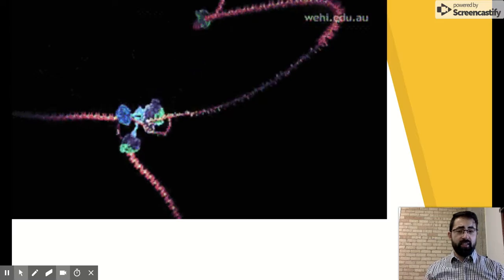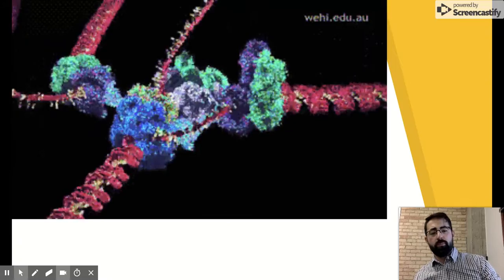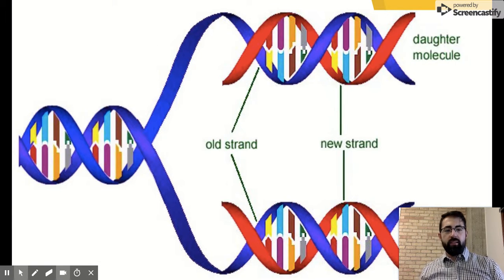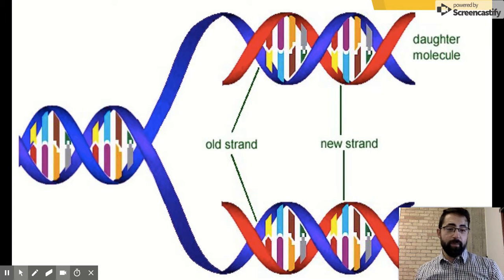So let's break this down, because this graphic, as cool as it is to watch, doesn't tell us too much. So let's break it down a little bit. There. A little easier to see. So the blue is the parent strand, the old strand. And what it does is DNA kind of unzips, and new nucleotides are brought in to match up. Remember, A with T, G with C. This is how the information is conserved.